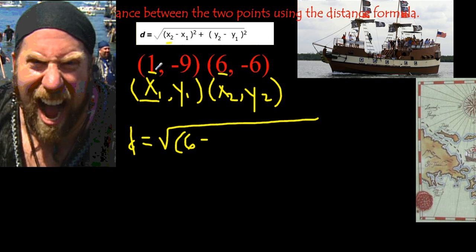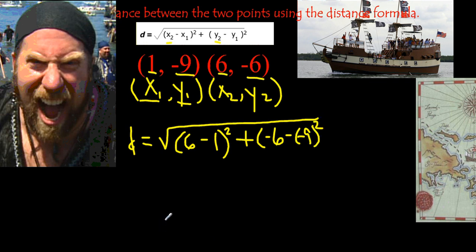I cannot. And x1 is going to be 1, and we're going to square it. Plus, now we go to our y's, and it says y2, and our y2 is? Negative 6. Yes, very good. And negative 6 minus our y1, which is? Negative 9. Negative 9, and we're going to square that quantity.